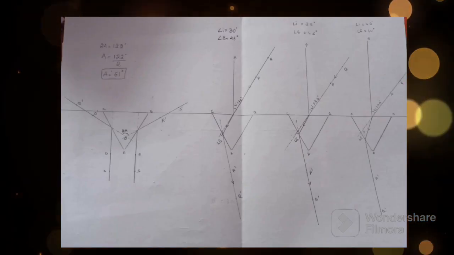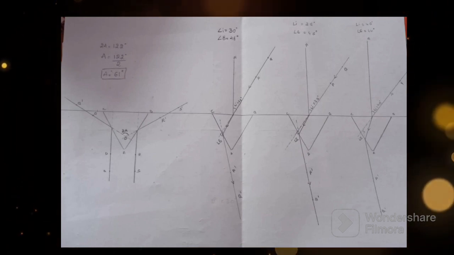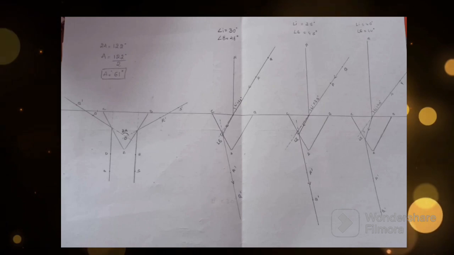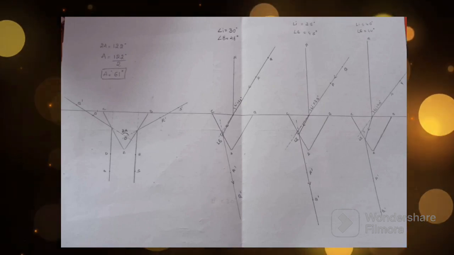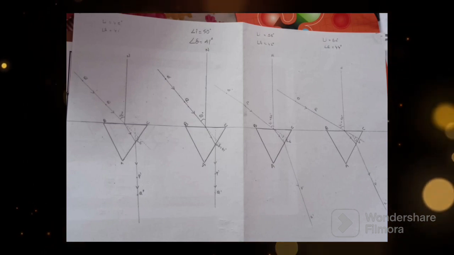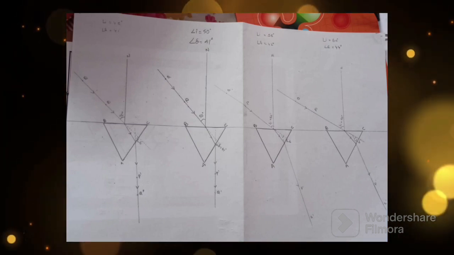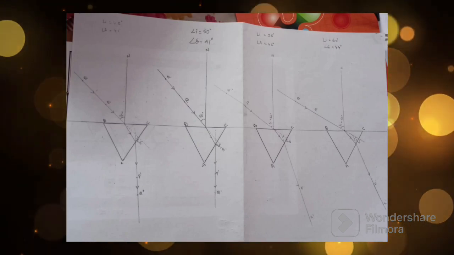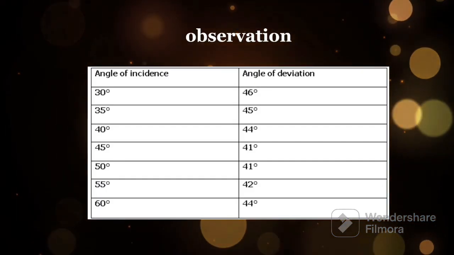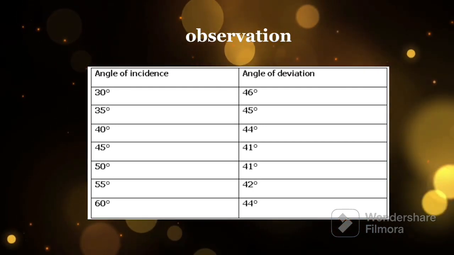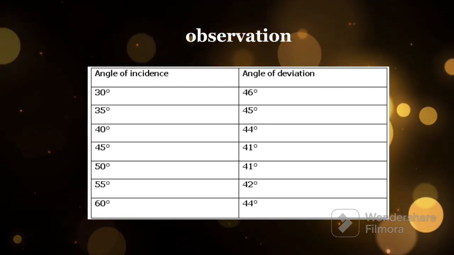So the first diagram represents the angle of prism and the others represent the angle of deviation for different angles of incidence, that is 30, 35, 40, 45, 50, 55 and 60. So here we can observe the angle of deviation for the angle of incidence from 30 degrees to 60 degrees.